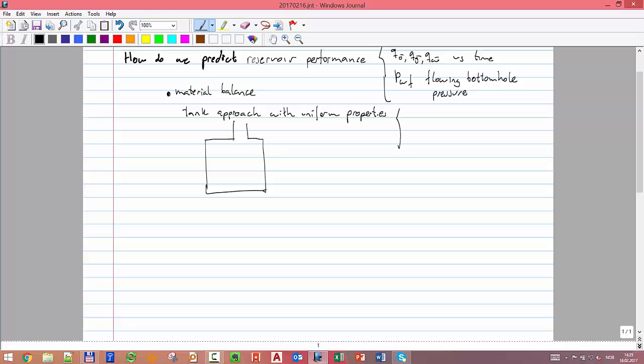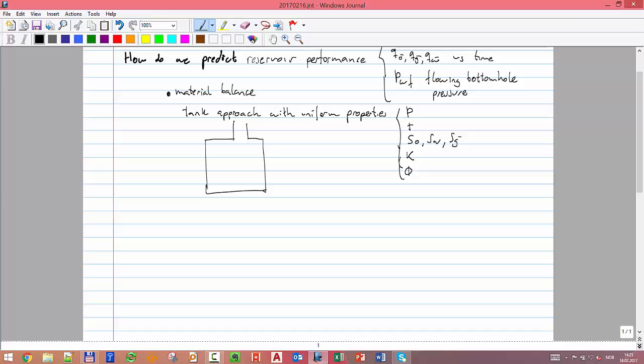Okay, and what are these uniform properties? For example, pressure, temperature, saturation of all the three phases of oil, gas, and water. For example, permeability. What else? Porosity. We assume that the reservoir can be represented by just a tank, and that every time I deplete, the saturation will change uniformly in all the domain.